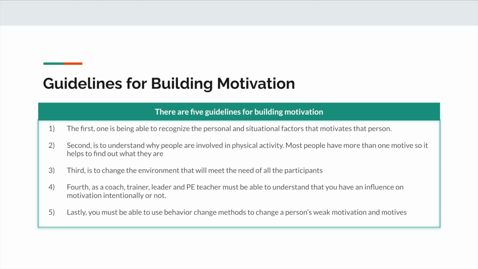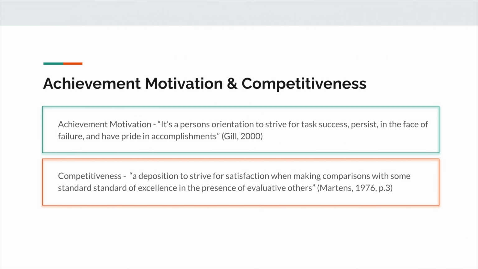And then lastly, you must be able to use behavioral change methods to change a person's weak motivations to positive motivations or motives. There are 2 motives that help with participation and performance. The first one is called achievement motivation, which is a person's orientation to strive for task success. They persist in the face of failure and have pride in their accomplishment. And the second one is competitiveness, which is a disposition to strive for satisfaction when making comparisons with some standard of excellence in the presence of evaluative others.